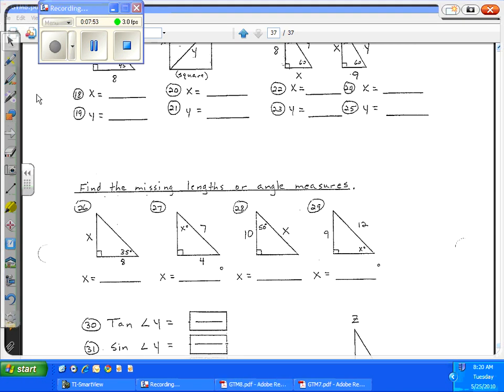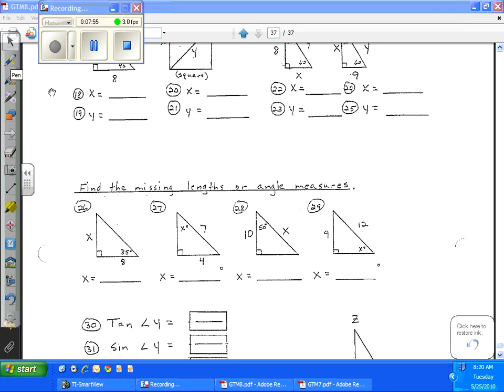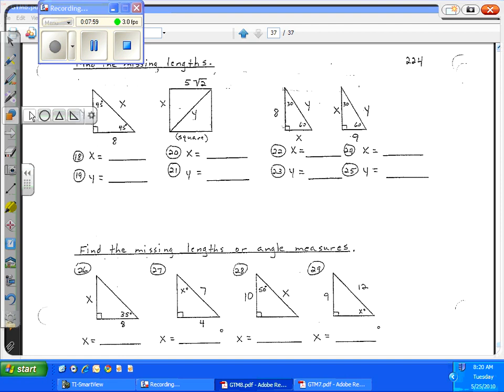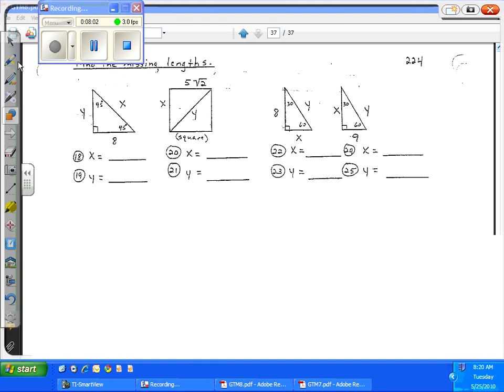So I lost it there just a second. It jumped on me. There it goes back. Okay, let me wipe out some working space.